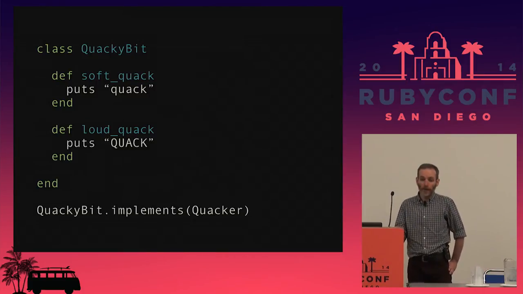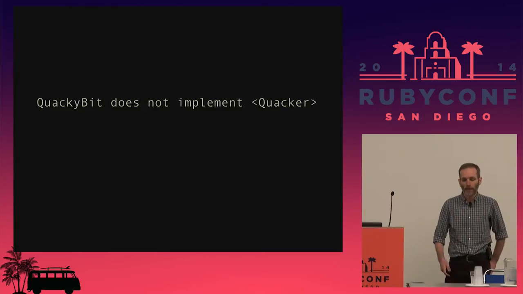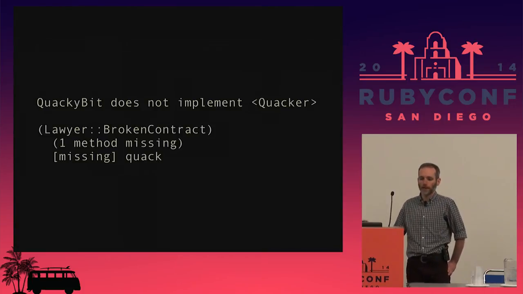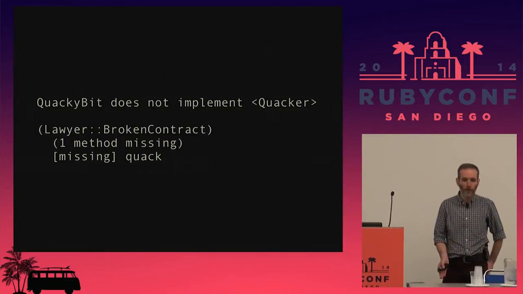And of course, we don't implement this anymore. So it stops, it raises an exception, and it says, you can't do this. QuackyBit does not implement this interface. And then it goes on to tell me why. It says, you're missing a method, and this method is called quack. So this is very similar to the way that Go worked.